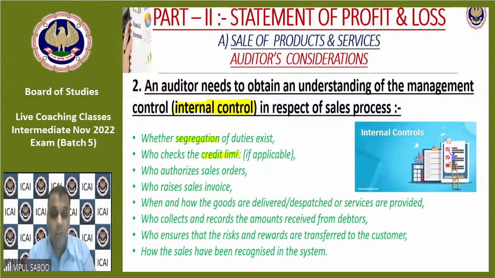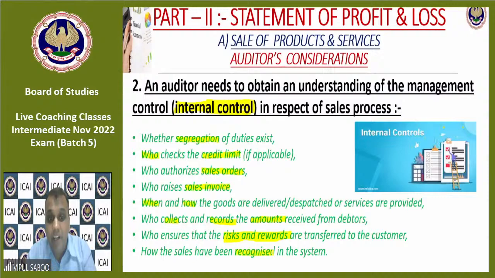So you have to check the credit limit for the major customers. Who checks this? Who has the authority to record sales orders? Who raises the sales invoice? When and how are goods delivered or dispatched? Who collects and records the amount received from debtors? The whole revenue cycle is over there in the form of questions. Who ensures that the risks and rewards are transferred to the customer? Risks and rewards, Sale of Goods Act, Contract Act. Risks and rewards are transferred to the customer, ownership as well as possession.